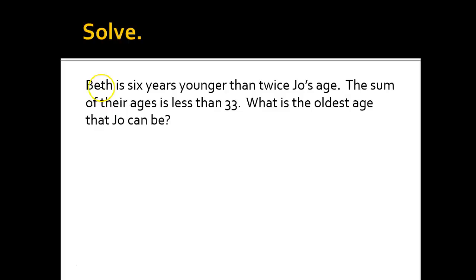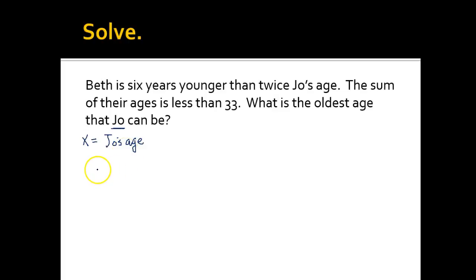Before we even do that, let's read this. Beth is 6 years younger than twice Joe's age. The sum of their ages is less than 33. What's the oldest age that Joe can be? The first clue is that we're trying to figure out what Joe's age is. So maybe we'll call that x. So x equals Joe's age. I could have used J. Maybe it would have been better.